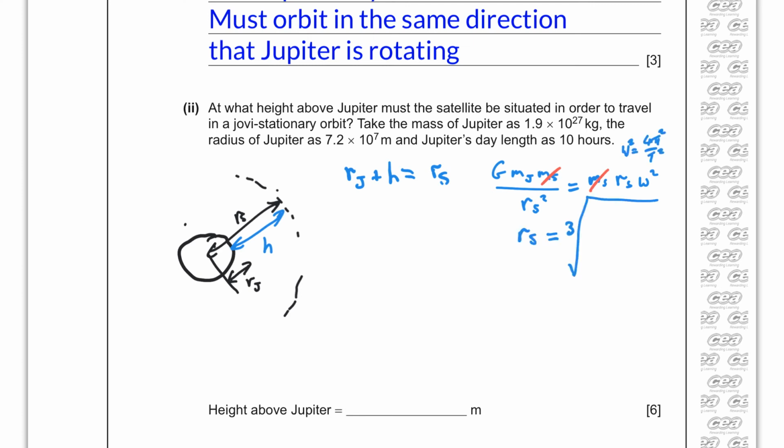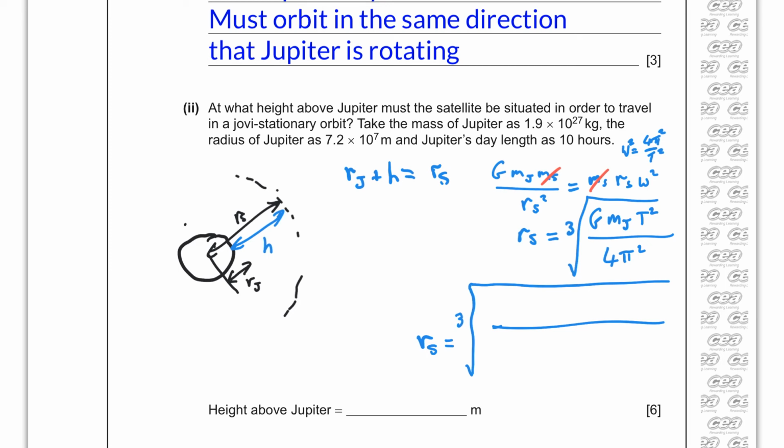Now if we remember that omega squared can be written as 4 pi squared over T squared, because omega can be written as 2 pi over T, then this consists of 4 pi squared over T squared. Now we're going to bring these r's together and then take a cube root to get Rs. So we need to bring this 4 pi squared over T squared over to this side. So we'll have a G and an Mj and a T squared on the top line. And we're going to end up with a 4 pi squared on the bottom line.